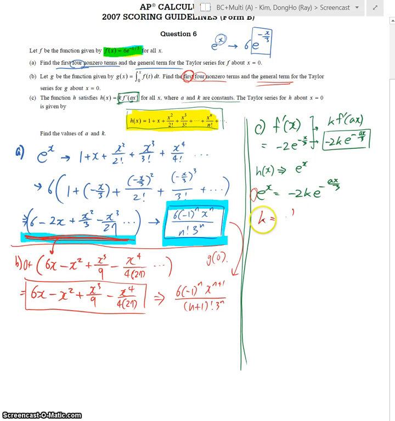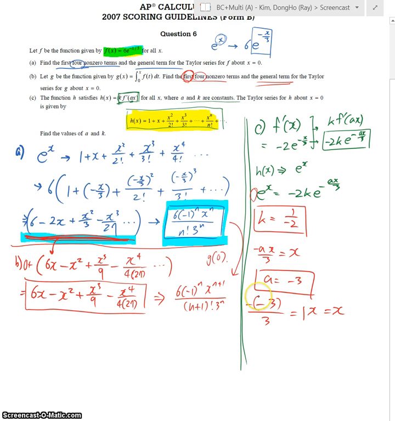That means k equals 1 over negative 2. And for a, this negative a x over 3 should equal x. That means a should equal negative 3. In that case, negative 3 times negative becomes 1, then x, so that becomes x. So a equals negative 3. When we conclude, we can say the constant k equals 1 over negative 2, and a equals negative 3. Thank you.